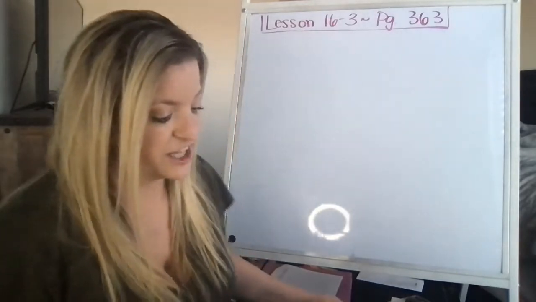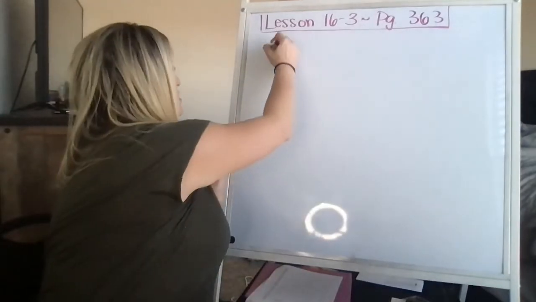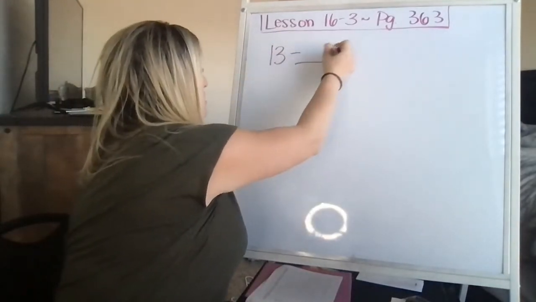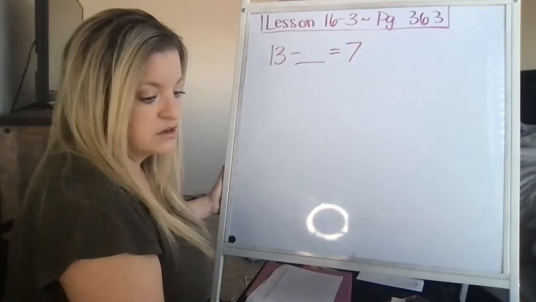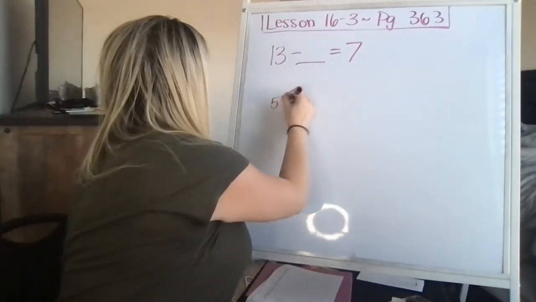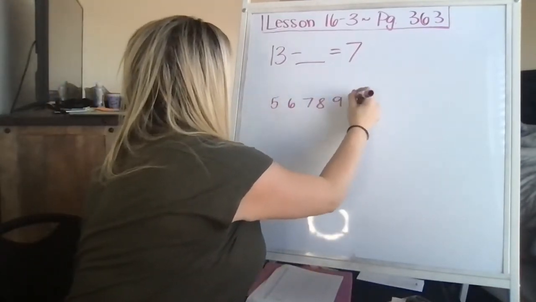Number 3, find the missing number. 13 minus blank equals 7. So we're going to start on 13.